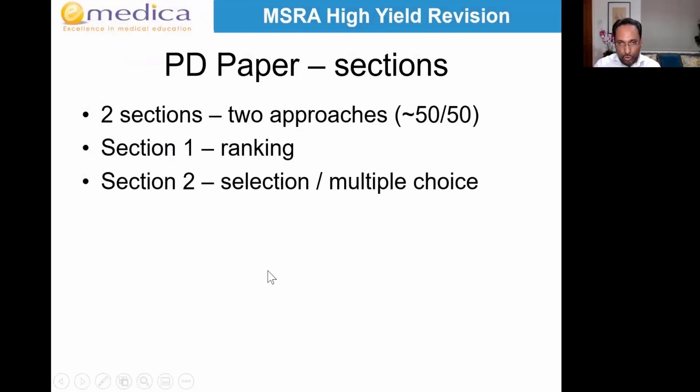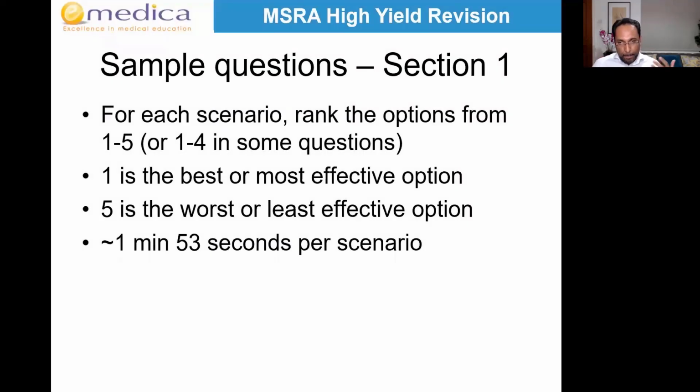So 2 sections, the approach, the way they're marked, the way they look, completely different. Section 1 are ranking questions. Section 2 are selection or multiple choice questions. So section 1, you get a scenario. There'll be either 5 options or 4 options. So if there's 5 options, 1 is the best or most effective option. 5 is the worst or least effective option. If there's only 4, 4 is the worst or least effective.